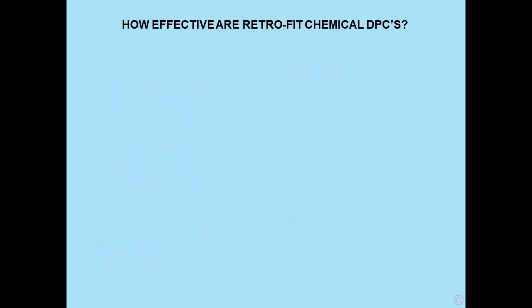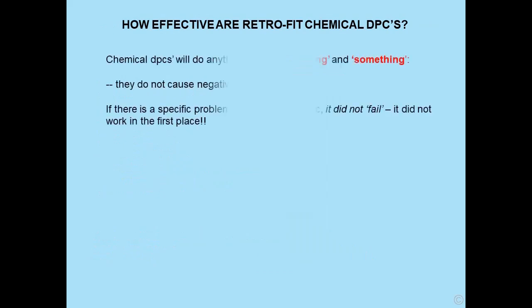So then we ask the question, how effective are retrofit chemical damp-proof courses? Well, basically, if we look at them properly, they will do anything between nothing and something. They do not cause negative effects. If there is a specific problem with a chemical damp-proof course, it did not fail. Basically, it did not work in the first place. They're not put in and then subsequently fail. They're put in and just don't work.